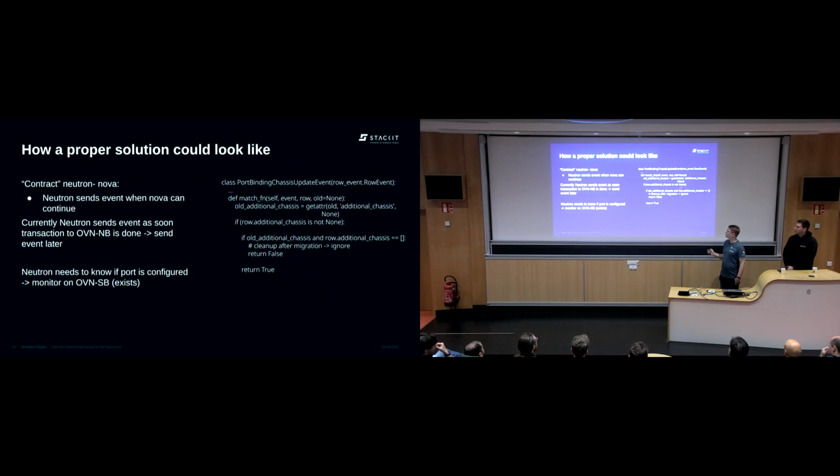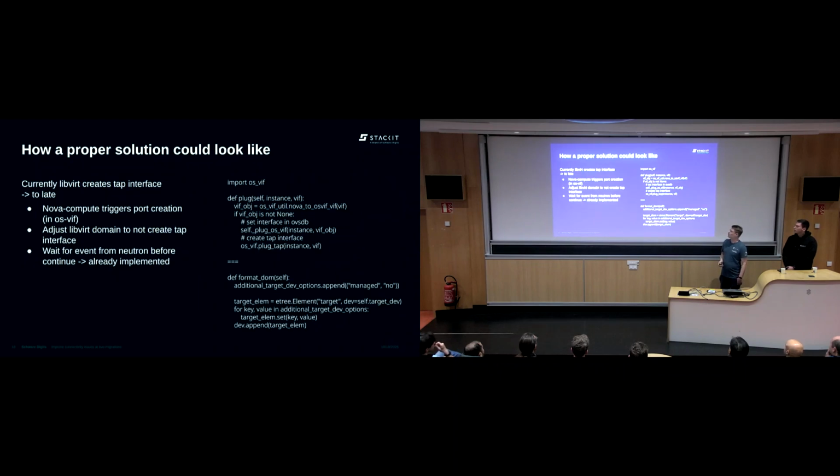So the idea would be to patch Neutron to send the event at that place. Now, what we need to do in Nova at this point. Like I said before, currently libvirt creates the port.